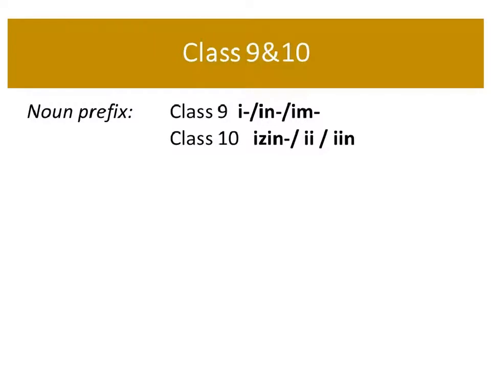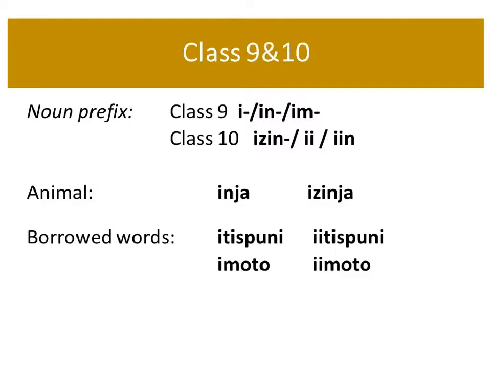So we have a few examples of common words that you might know in this class. One of our animals is dogs, inja, or the plural of that is izinja. And we often see that when your word starting with an I only has 2 syllables. But also, as I've mentioned, all the many borrowed words.